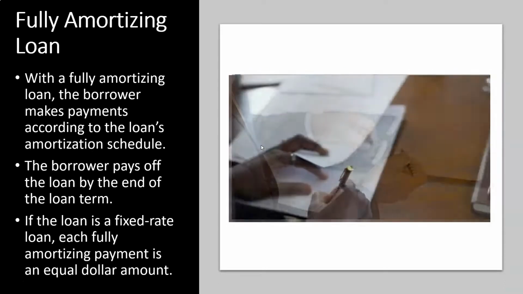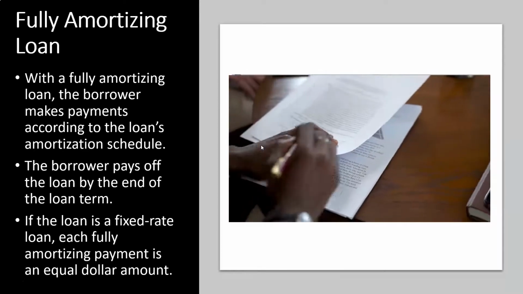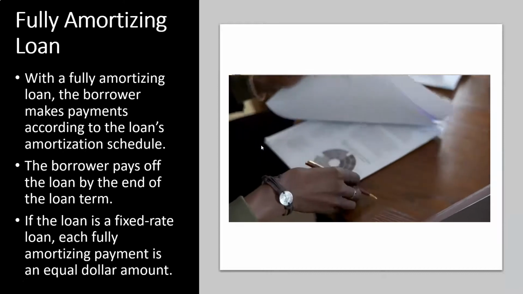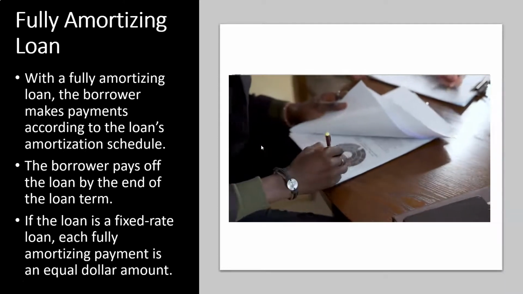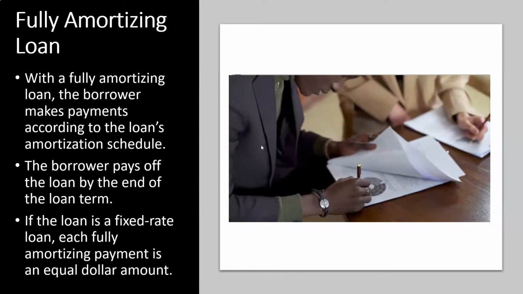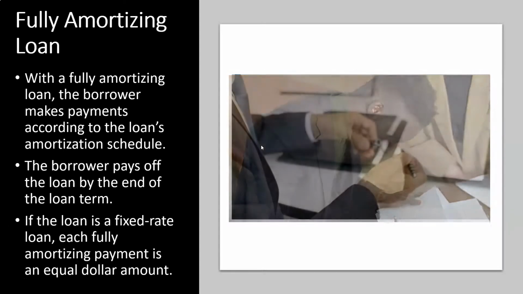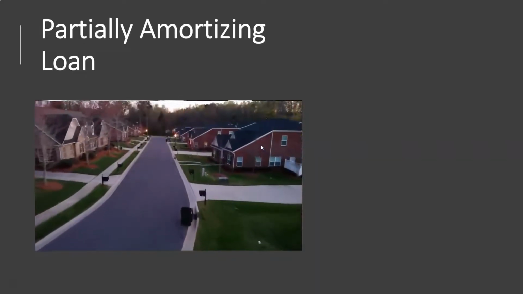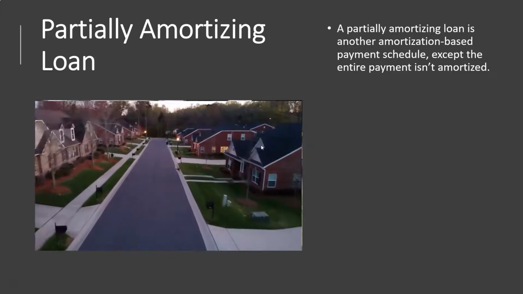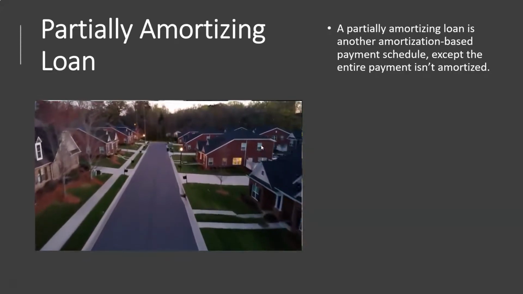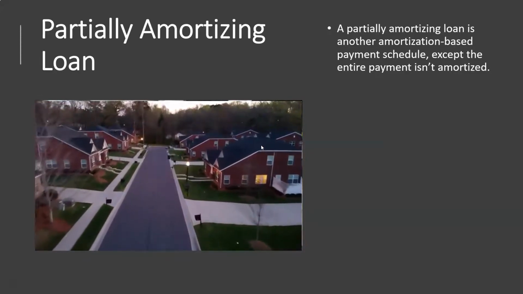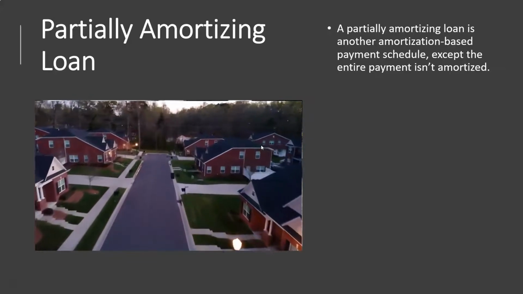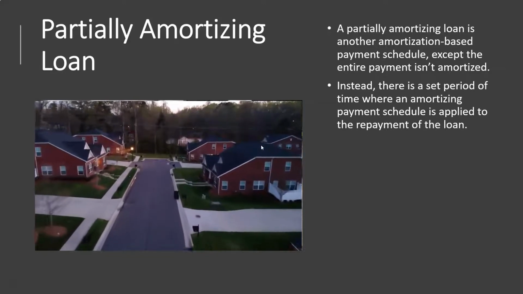If the loan is a fixed rate loan, each fully amortizing payment is an equal dollar amount. That's generally how it will be set up. They make the payments the same. In order to make the payments the same, there will be a variance in the breakout of the interest and the principal portion. So, partially amortizing loan, that's going to be that situation. We still have the fixed rate, but the partially amortizing loan is another amortization-based payment schedule, except the entire payment isn't amortized, and therefore you'll still have part of it at the end.